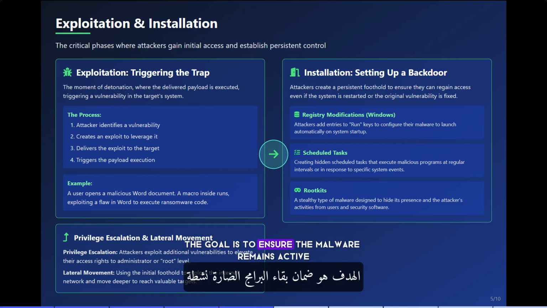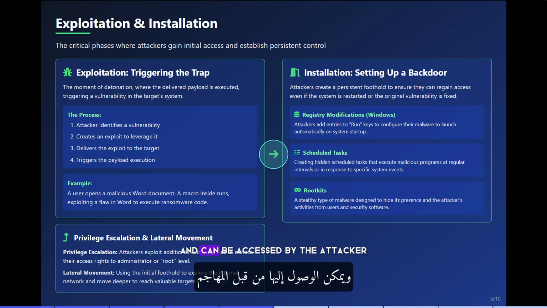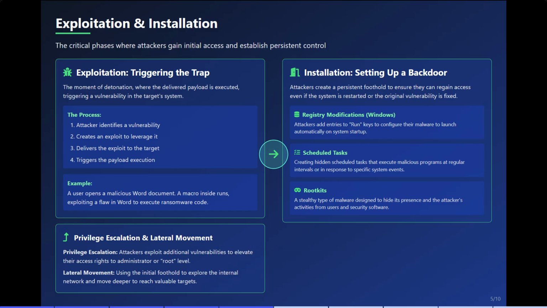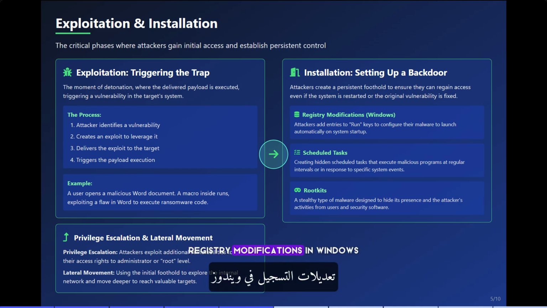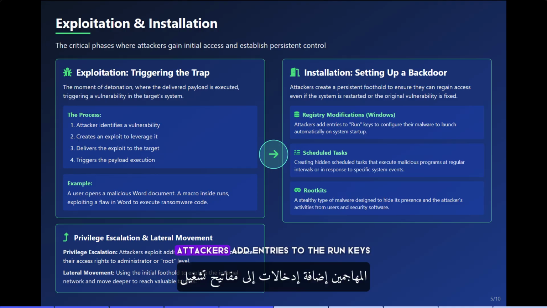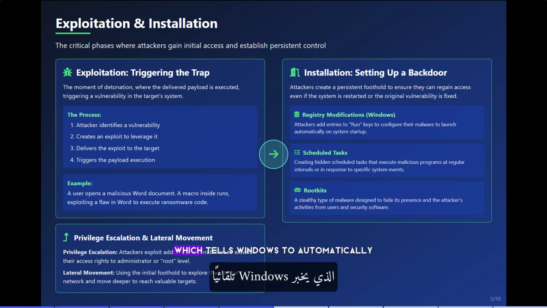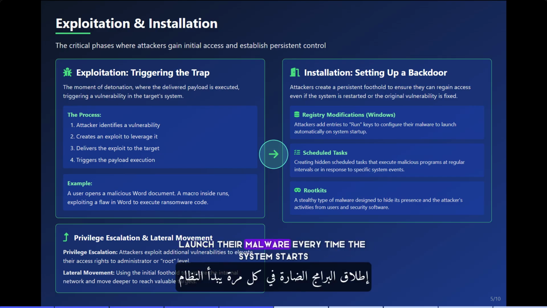The goal is to ensure the malware remains active and can be accessed by the attacker even if the machine is restarted or the initial entry point is closed. There are several common persistence techniques. Registry modifications in Windows. Attackers add entries to the run keys in the Windows registry, which tells Windows to automatically launch their malware every time the system starts.